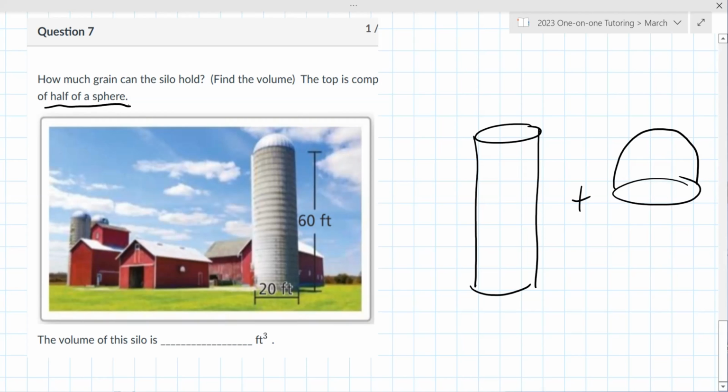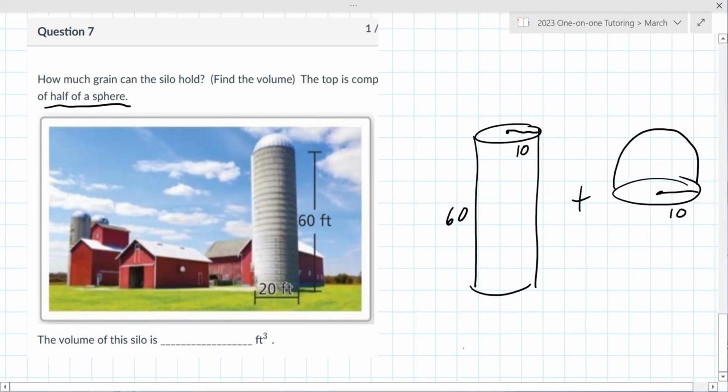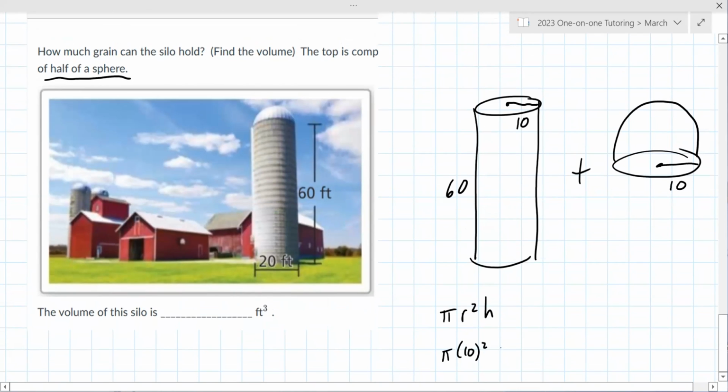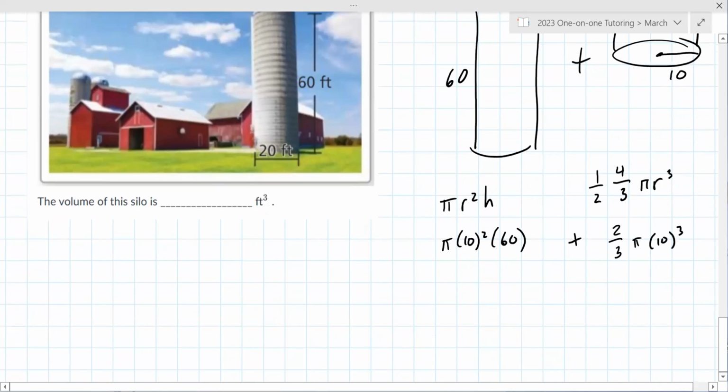So the relevant dimensions that you need for the cylinder are the height and the radius. What would be the radius of this cylinder? The radius would be 10. What is the radius of the sphere? Also 10. So the volume of the cylinder is pi r squared h, so that is pi 10 squared times 60. The volume of the sphere is 4/3 pi r cubed, but since you only want half of it, it becomes 2/3 pi r cubed. R is 10 here. So we're going to have to find each of these and add them together, or you can do it all at once.